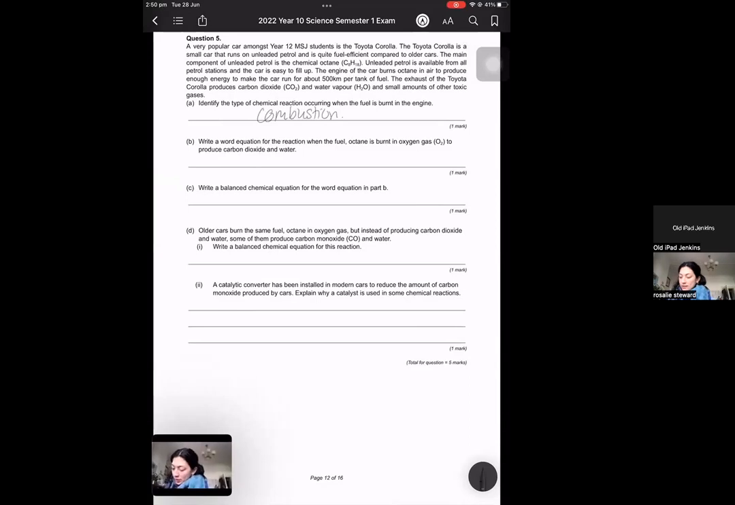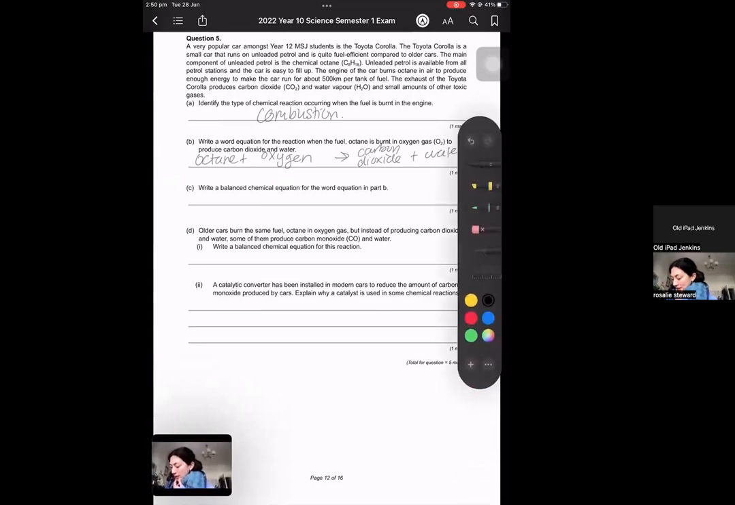Okay, write a word equation. I'm just going to write it quickly. Let me explain each part. With octane, yes, it's a fuel, but the question says octane, so use the word octane. It doesn't say oxygen, it says air. But you know that oxygen is one of the key reactants in a combustion reaction. So write oxygen. Air is a mixture with lots and lots of different things in there. So oxygen is the thing that we need here.